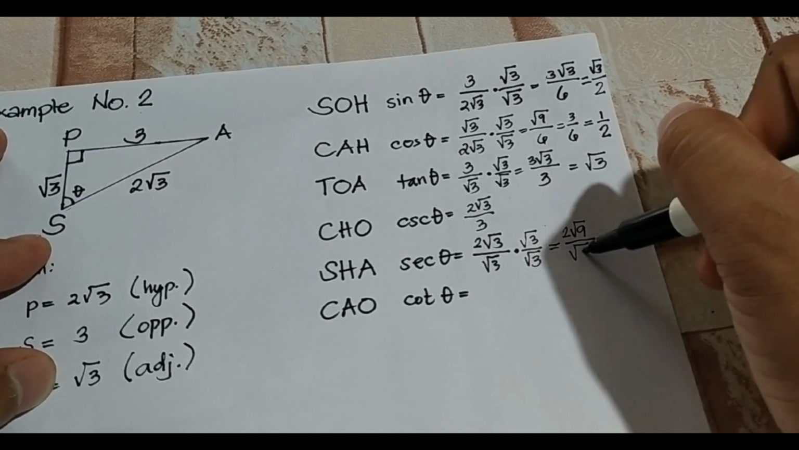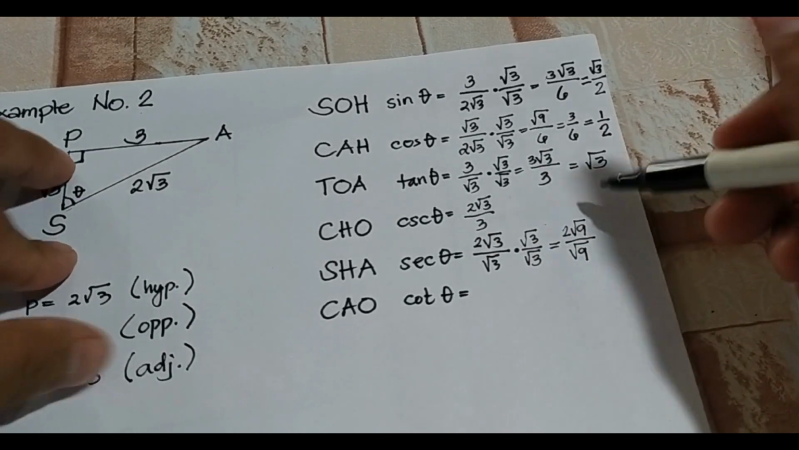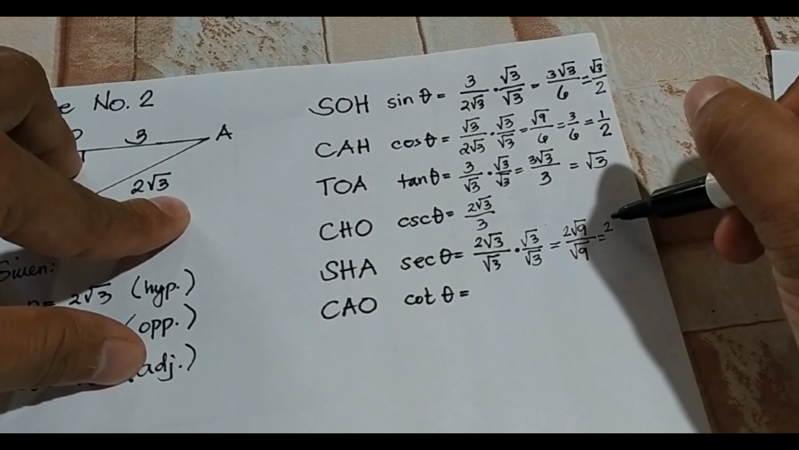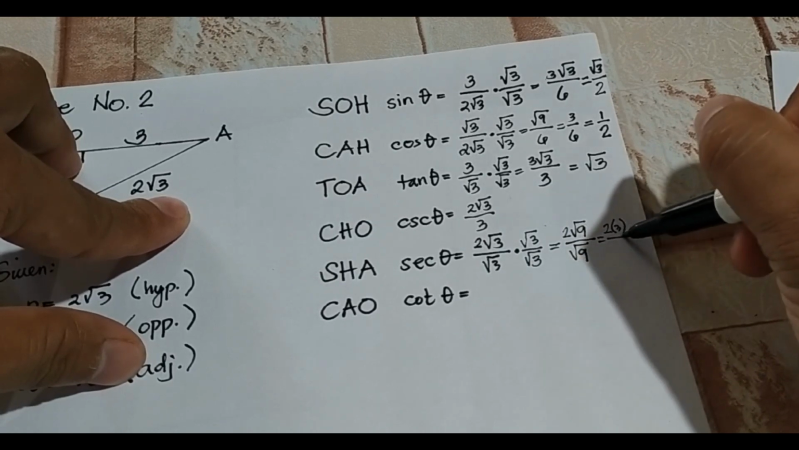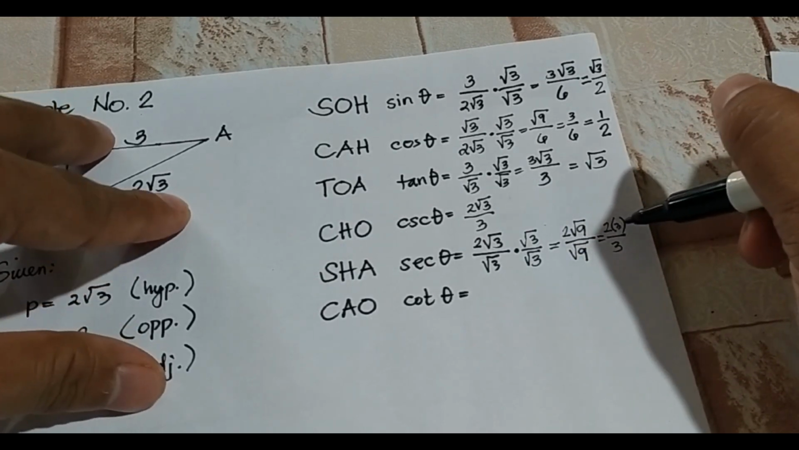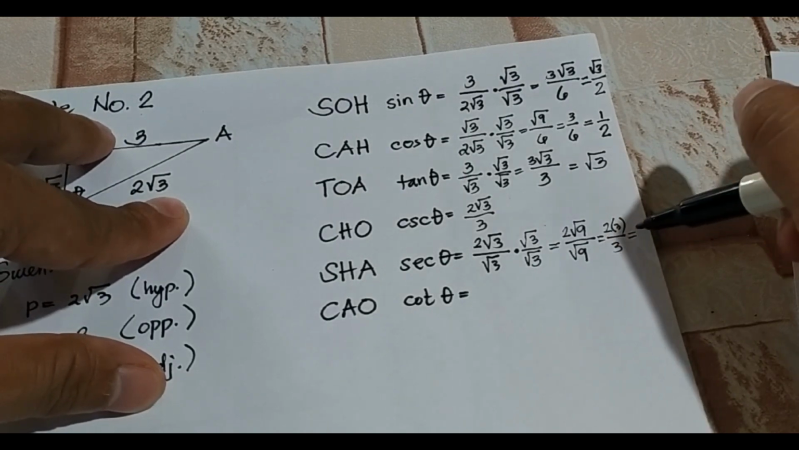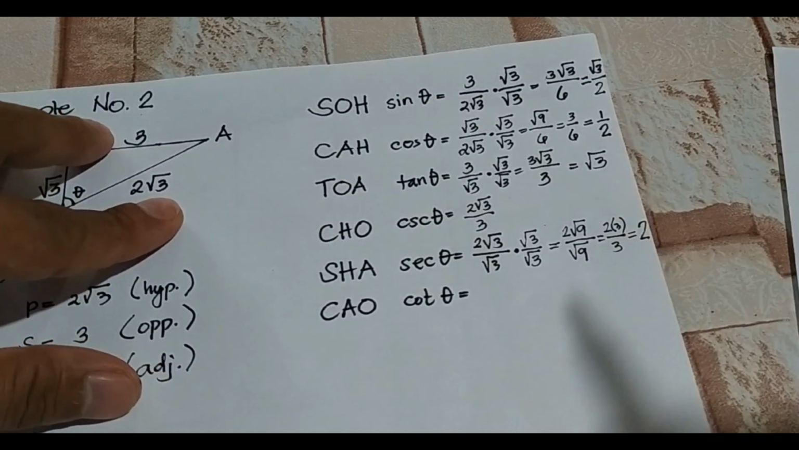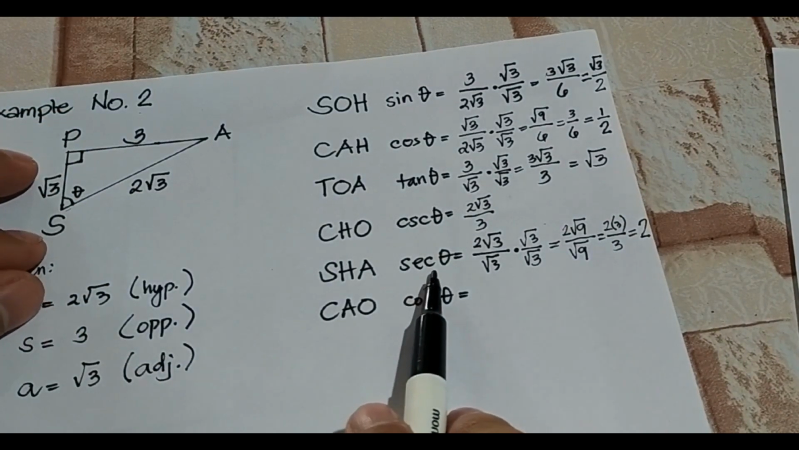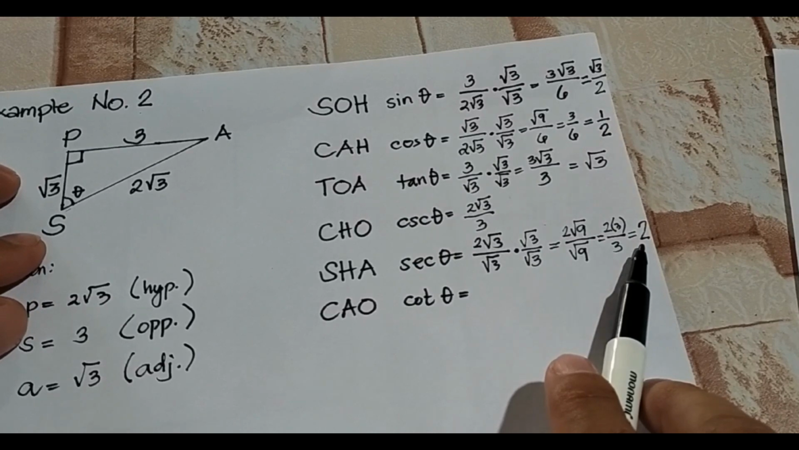We'll just have it this way. Okay, so what is square root of 9? That is 3. So 2 times 3 over 3. We can still simplify 3 and 3, right? So 3 divided by 3, that is 1. So what is left is 2. Meaning to say, secant theta is equal to 2.